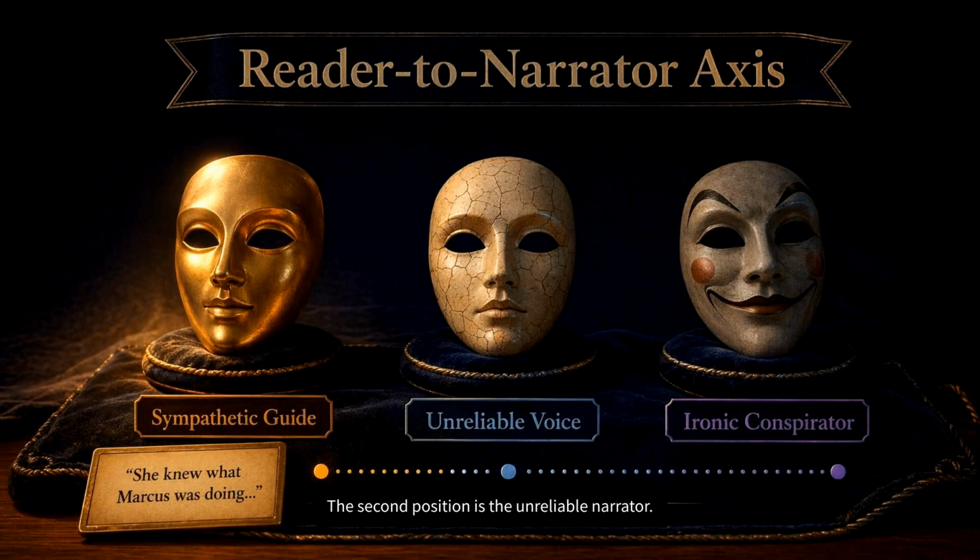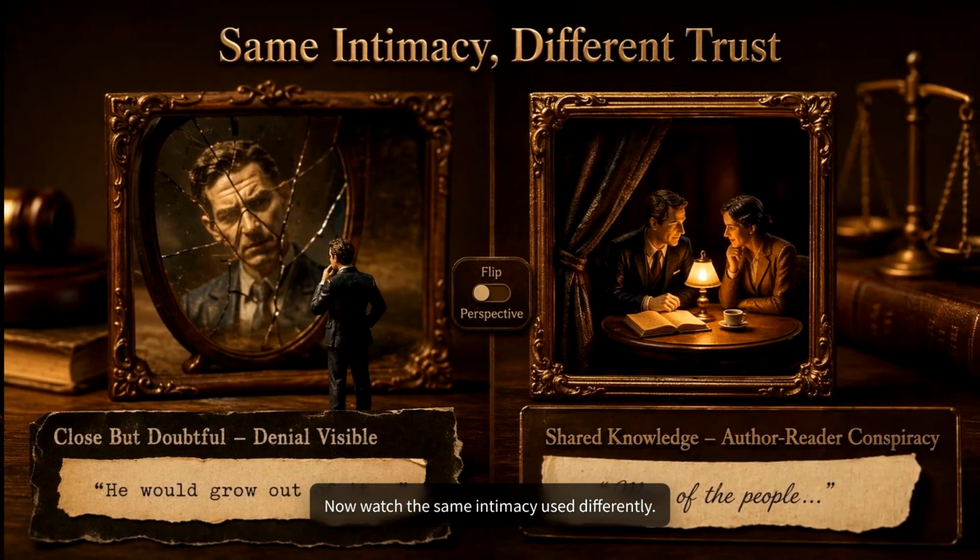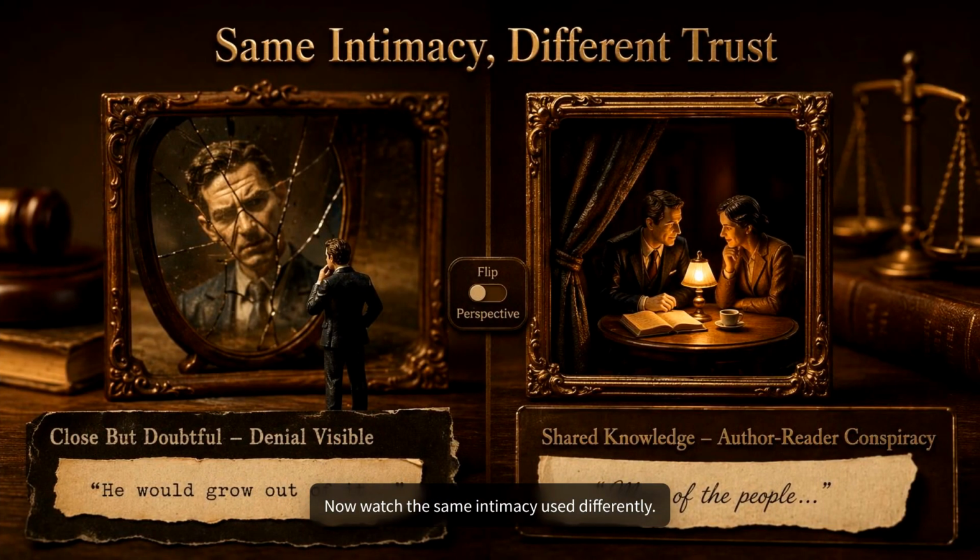The second position is the unreliable narrator. Here, the reader must evaluate the narrative claims for themselves. The distance creates suspicion or doubt. We are close to the narrator, but we do not trust them. Now watch the same intimacy used differently.